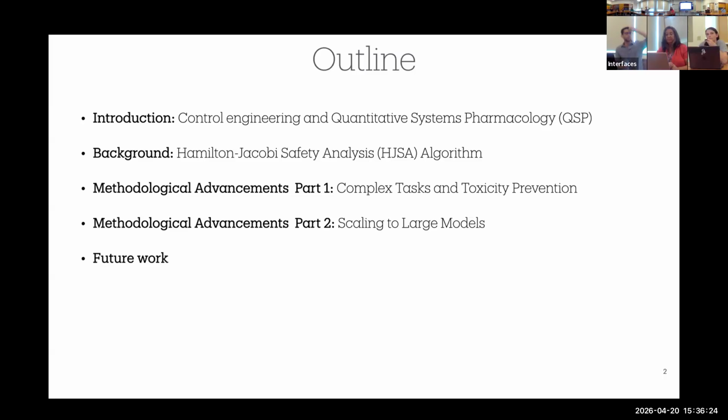The main algorithm from control engineering that I'm going to talk about is called Hamilton-Jacobi safety analysis. I'll give a rundown of that, and then we have two major classes of methodological advancements that I'd like to touch upon.